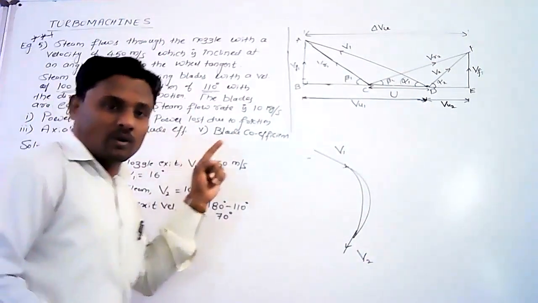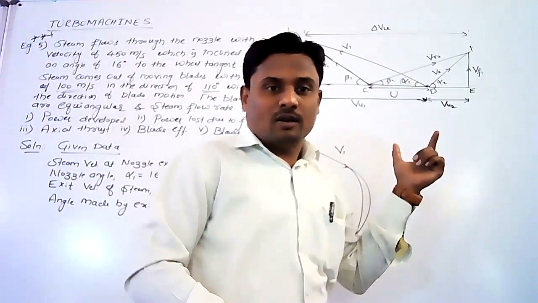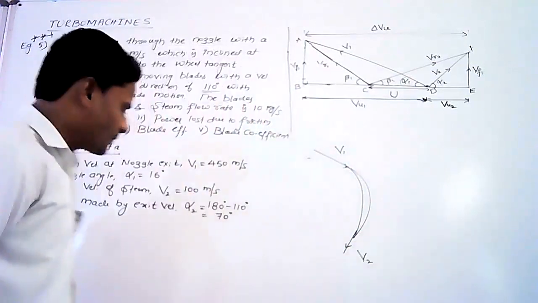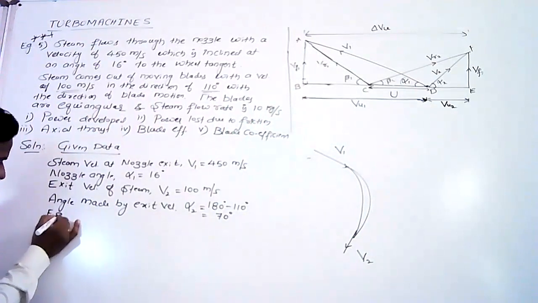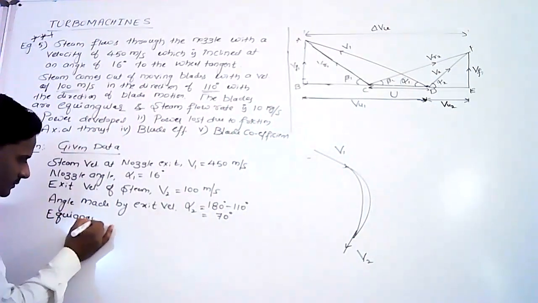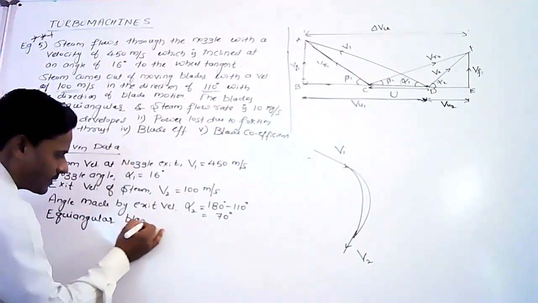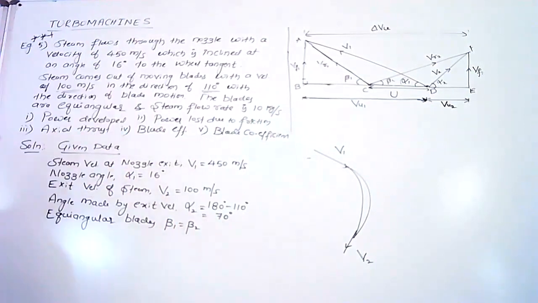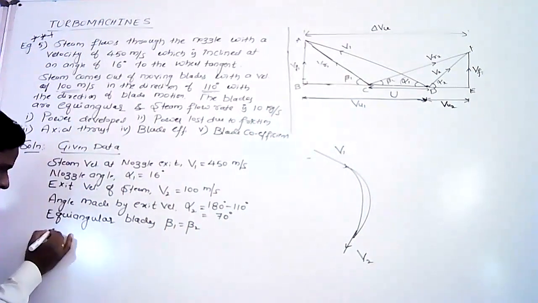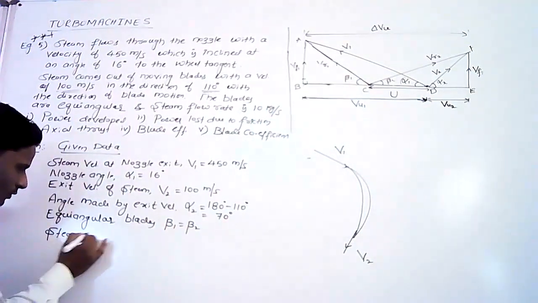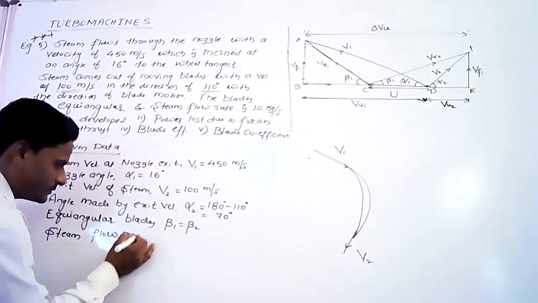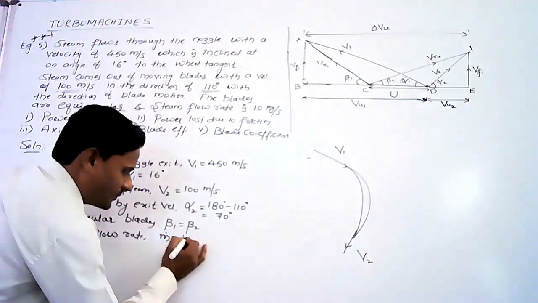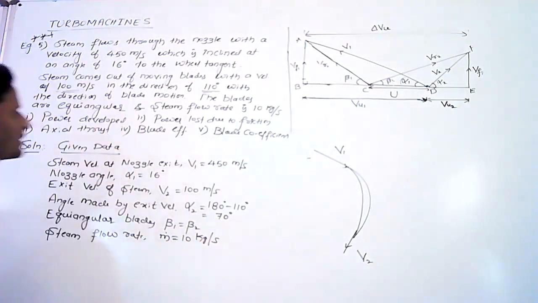The blades are equiangular. The inlet tip angle of the rotating blade is equal to the outlet tip angle of the rotating blade, beta 1 equals beta 2. So we have to take beta 1 equals beta 2 since the blades are equiangular. Next, steam flow rate m dot equals 10 kg per second.